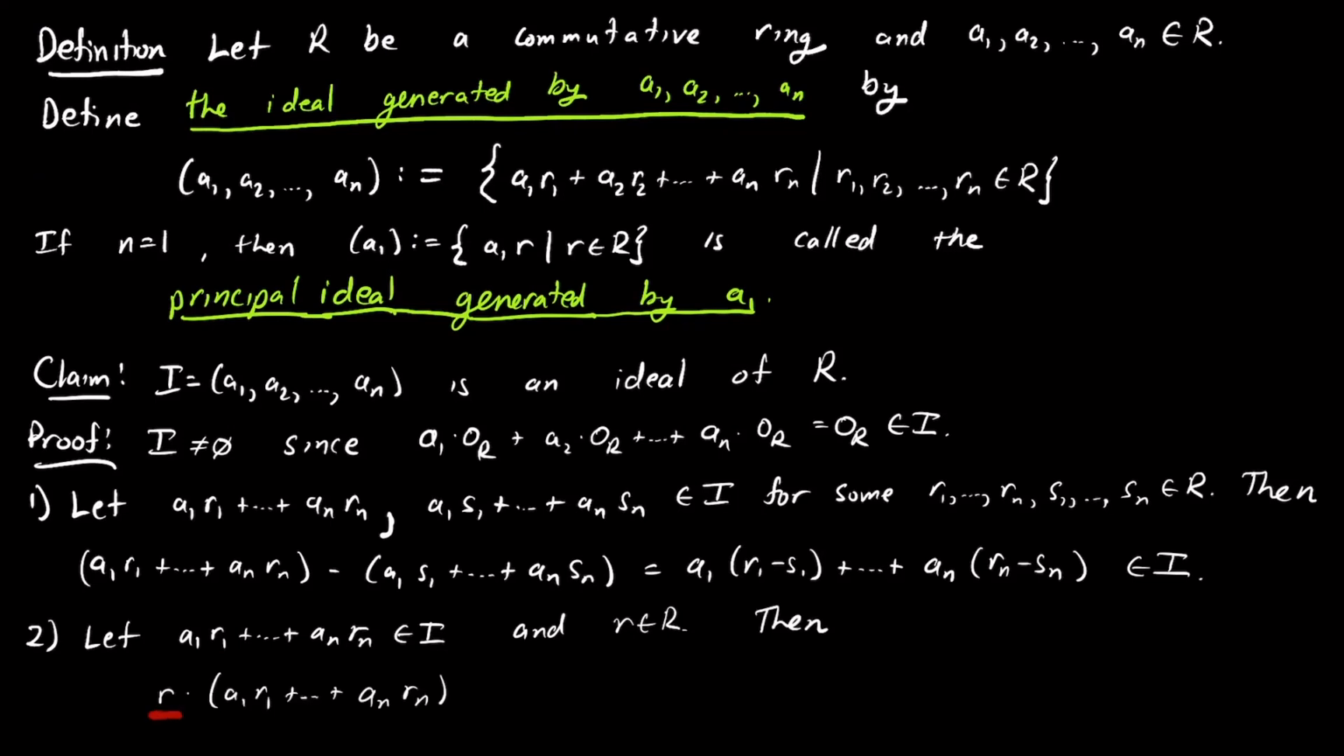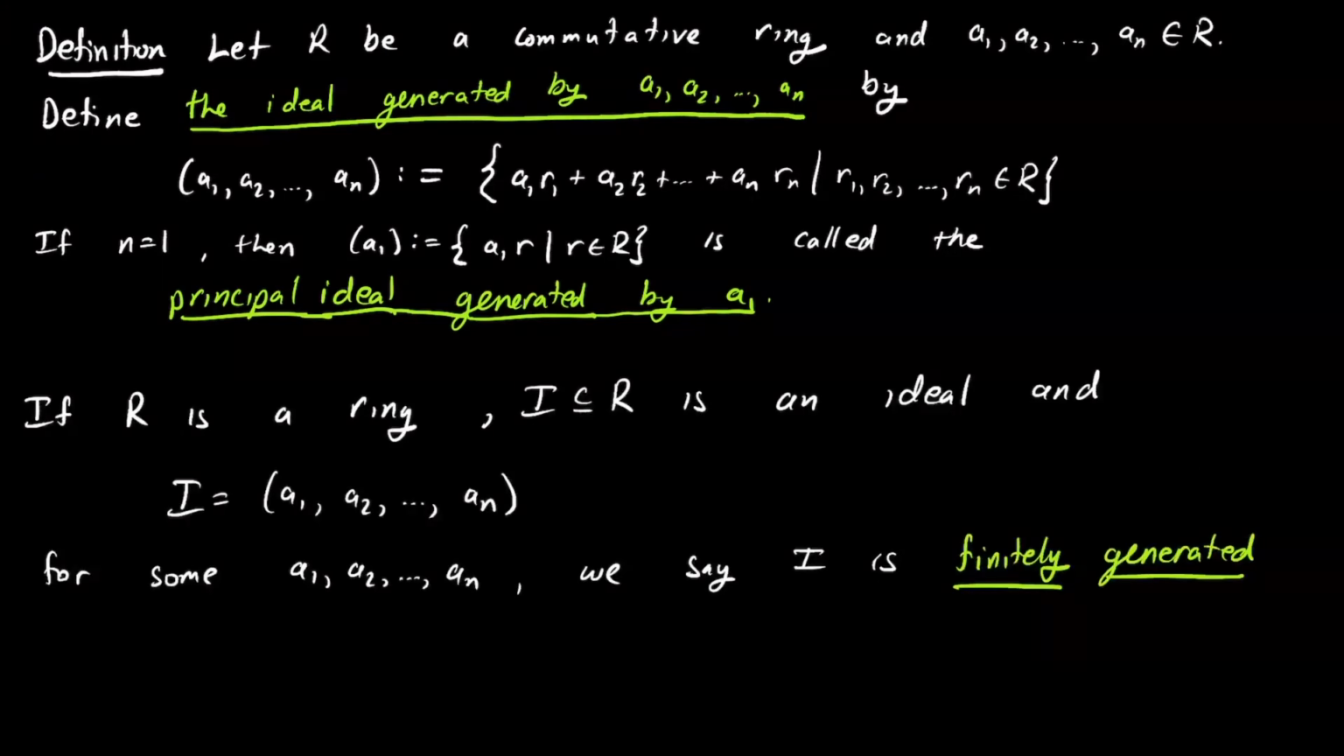So if I take r times this element of I, what do I get? Well, if I do some arithmetic, this is just going to be A1 times rR1 plus A2 times rR2 plus all the way up to AN times rRN. And I see that rR1 is an element of R, rR2 is an element of R, and so forth. So what I've done is I've created an R-linear combination of A1 through AN, and that's going to be an element of I. So that completes the proof.